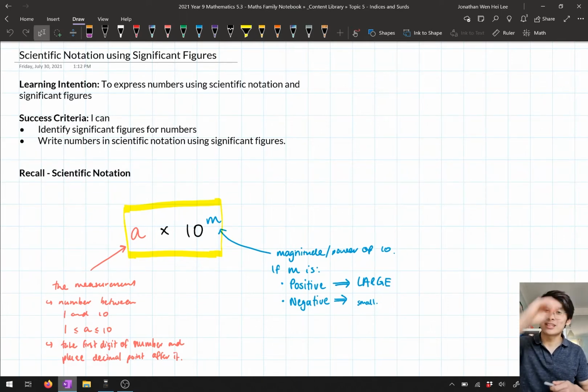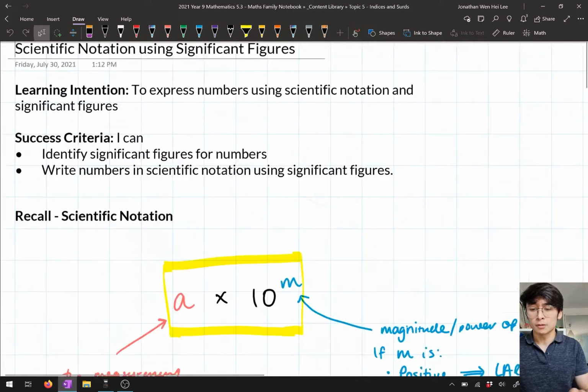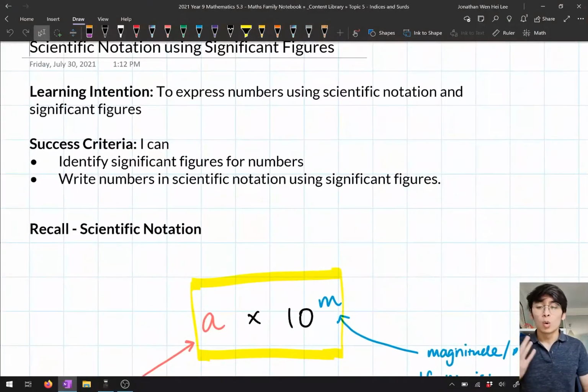In today's lesson we're continuing with our topic of indices and surds, and we're continuing from what we looked at last lesson with scientific notation, and building off of that to use something called significant figures. So here in our learning intention and success criteria, we want to be able to express numbers using scientific notation and significant figures. What we want to be able to do by the end of this lesson is identify significant figures for numbers and write numbers in scientific notation using significant figures.